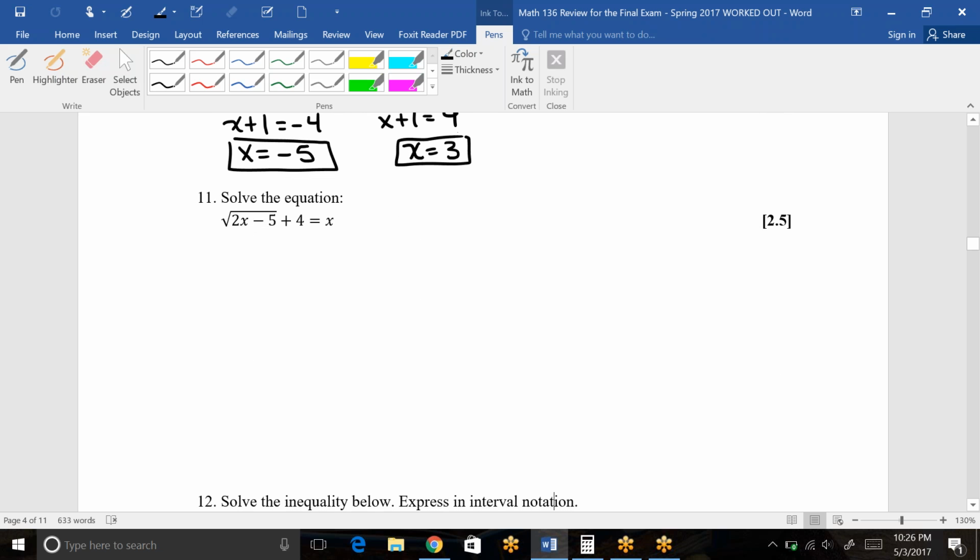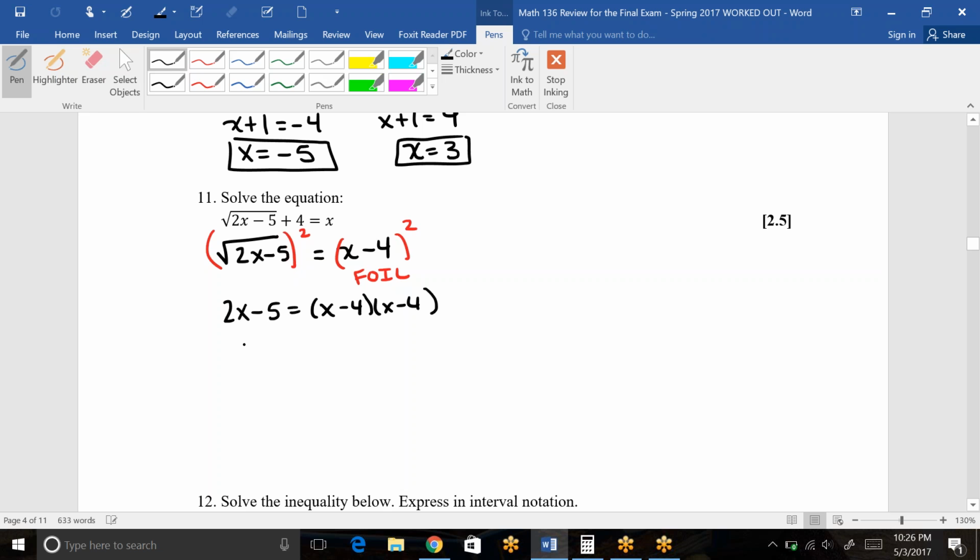For number 11, you're trying to solve a radical equation. So same kind of idea, you want to isolate the radical. So we will move over that 4 by subtracting it. To get rid of a square root, we remember, we square. So we're going to square both sides. This will need to be FOILed because it is a binomial. So this would be 2x minus 5 equals x minus 4 times x minus 4. We will FOIL that out. So that would be x squared minus 4x minus 4x plus 16.